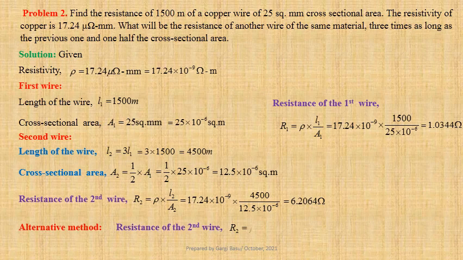Now we shall determine resistance of the second wire using alternative method. R2 equals rho into L2 divided by A2. That is equal to rho into 3 times L1 divided by half of A1. That is equal to 6 times R1. We have computed R1 equals 1.0344 ohm. Therefore, R2 equals 6 into 1.0344, that is equal to 6.2064 ohm.